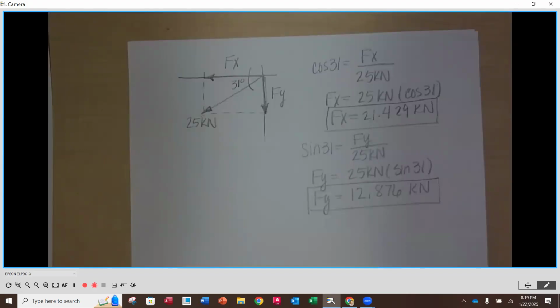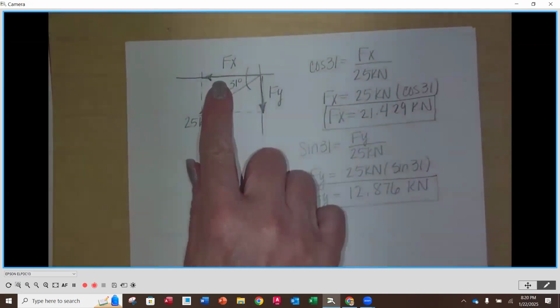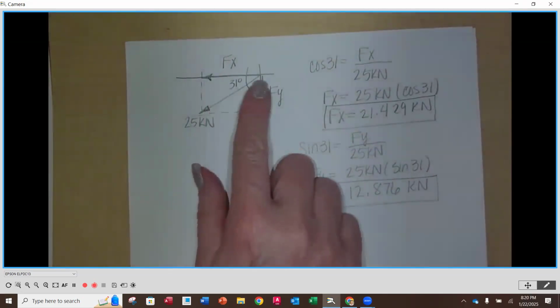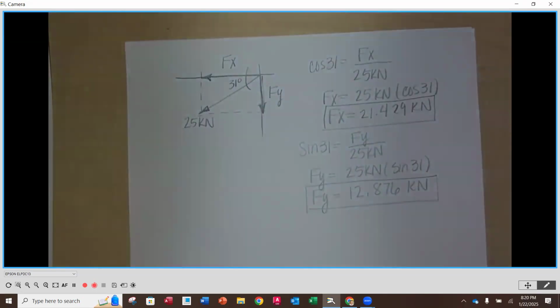Okay. Any questions on the last one? You should get Fx is equal to 21.429 kilonewtons. And for Fy, you should get 12.876 kilonewtons. The Fx is going to the left, arrowhead on the x-axis. Fy is going down. Make sure you have the arrowhead labeled right now. Okay.